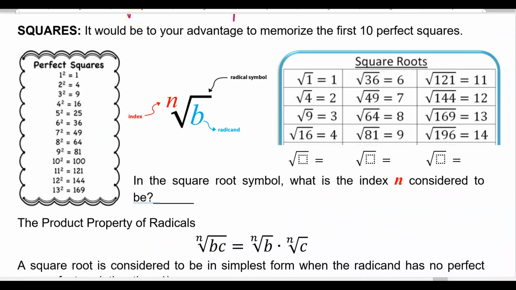Squares. It will be to your advantage to memorize the first 10 perfect squares. Now, here we have on this side the perfect squares: 1, 4, 9, 16, 25, 36, 49, 64, 81, 100, and it continues to go on and on forever.